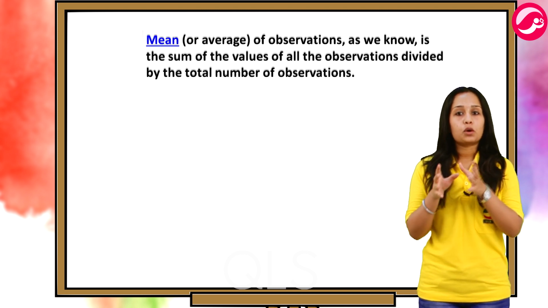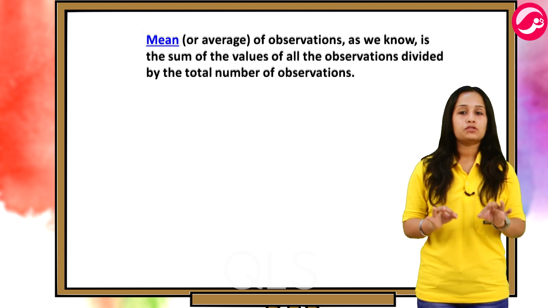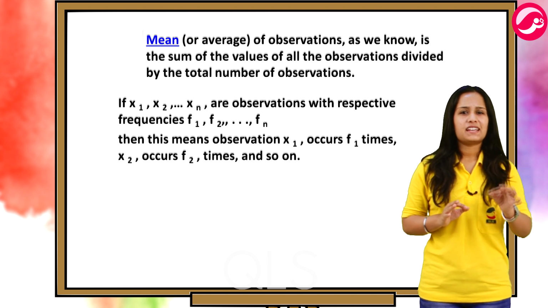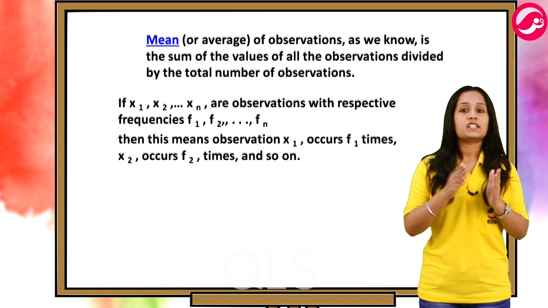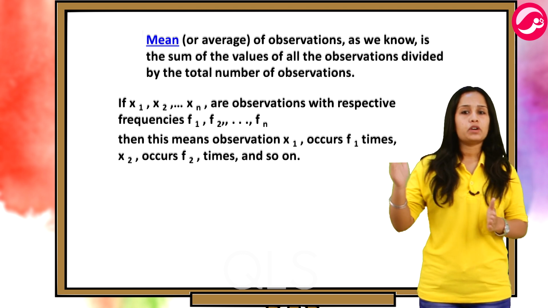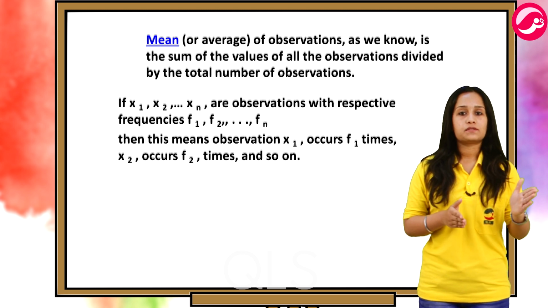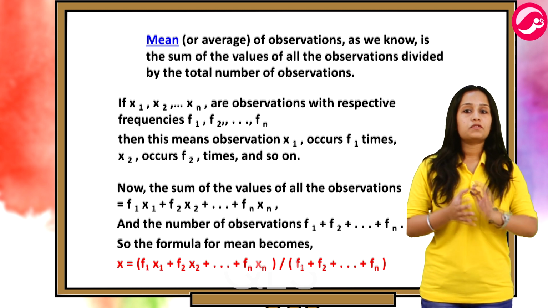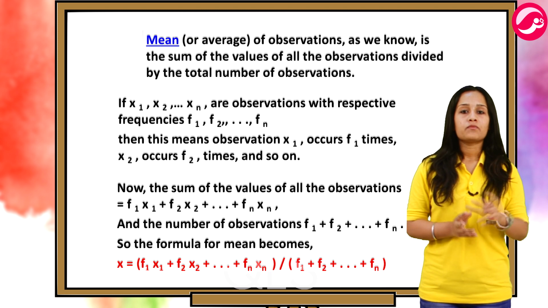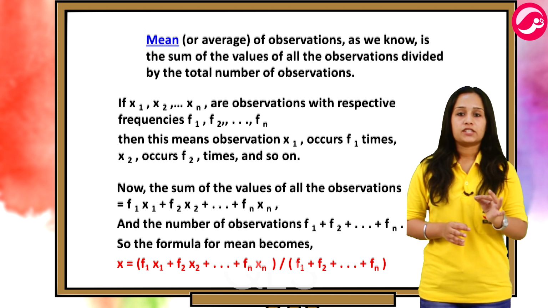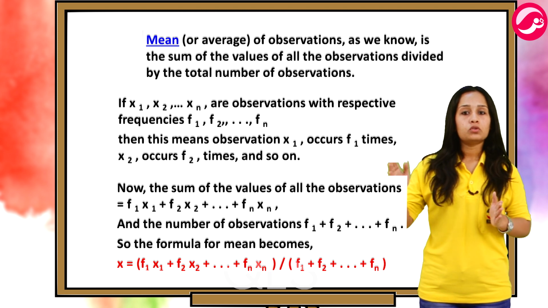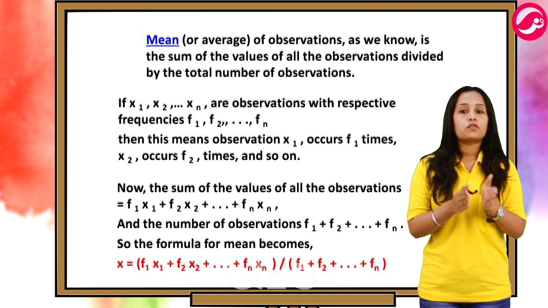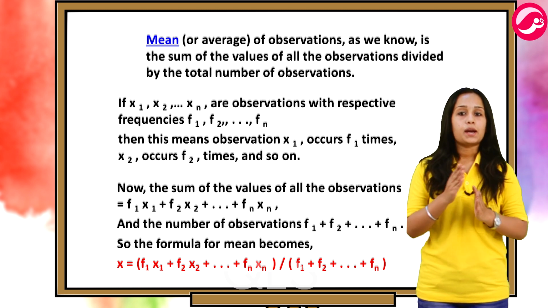Mean or average of observations, as we know, is the sum of the values of all the observations divided by the total number of observations. If x1, x2, x3 up to xn are observations with respective frequencies f1, f2, f3 up to fn, then this means observation x1 occurs f1 times, x2 occurs f2 times, and so on. Now, the sum of the values of all the observations is equal to f1 x1 plus f2 x2 plus f3 x3 up to fn xn, और यहाँ हम f1 x1 का मतलब है f1 into x1, and the number of observations f1 plus f2 plus f3 up to fn.